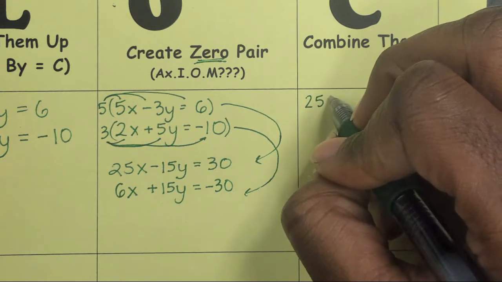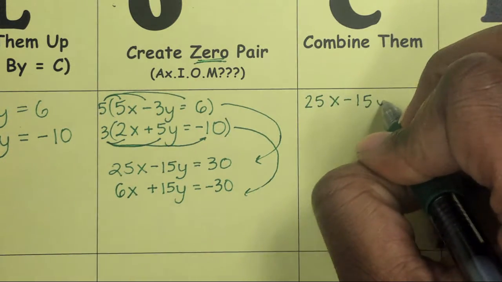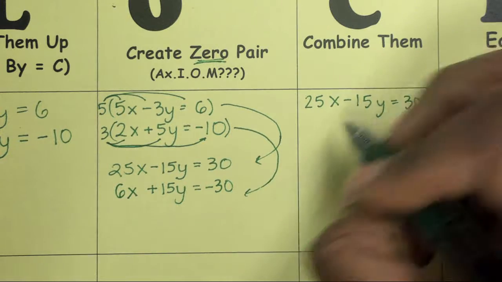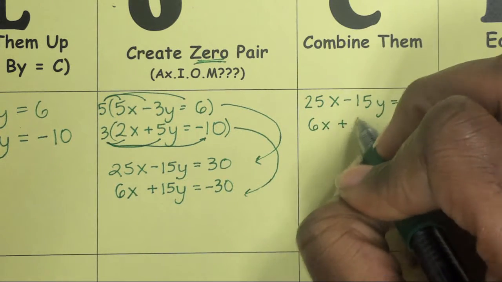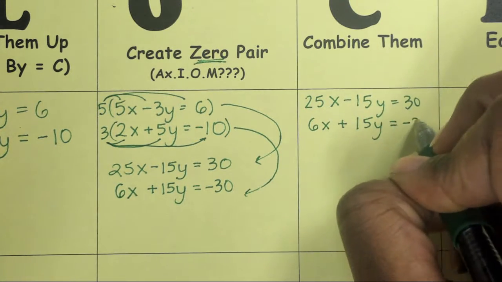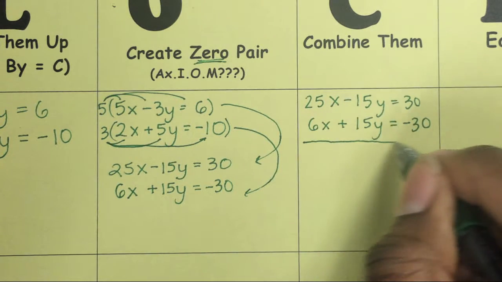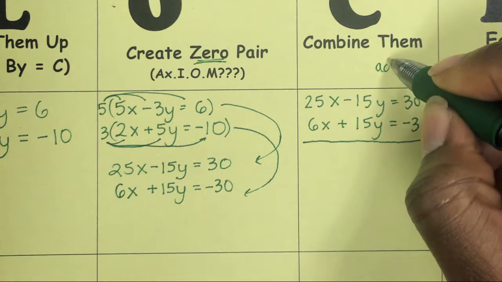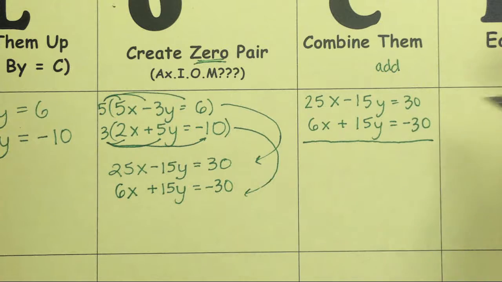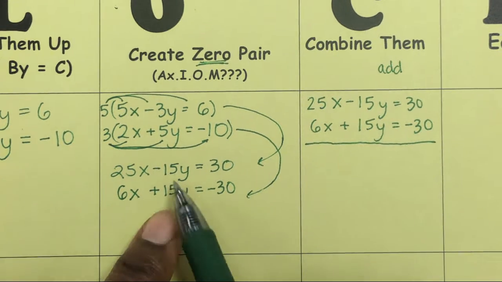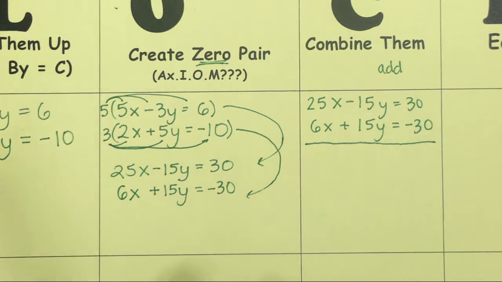I'm going to write it right here. I'm going to rewrite it right here because this is where we're going to combine. You need to remember what combine means. This is where we're going to delete the zero pair, and then we're going to be combining. That means we're going to add whatever's left. Remember, the reason why we made a zero pair is so we can eliminate it. That's why it's called elimination method or linear combination method.